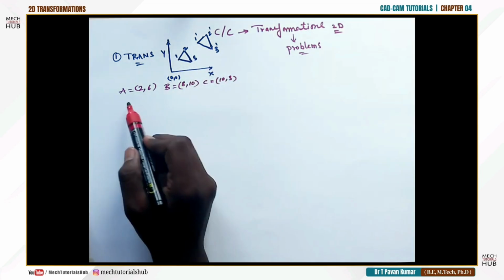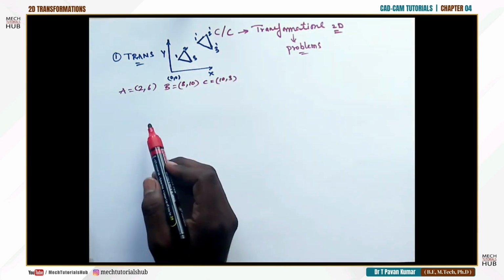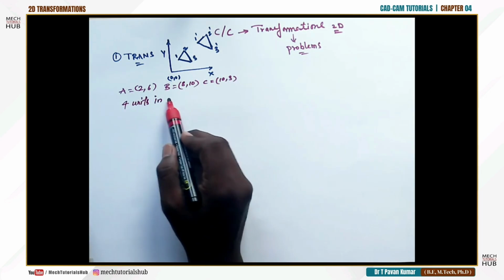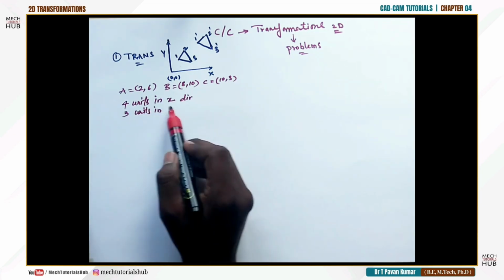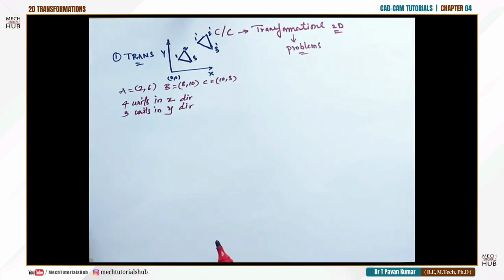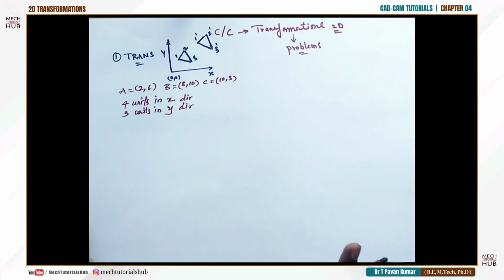Now this needs to be shifted to a new position. Let us take that new position as 4 units in the x direction and 3 units in y. This is the problem: a polygon ABC of given coordinates needs to be shifted to a new position, 4 in x, 3 in the y direction. If that is the case, we need to find x prime, y prime. In a similar fashion, we need to calculate A prime, B prime, C prime.